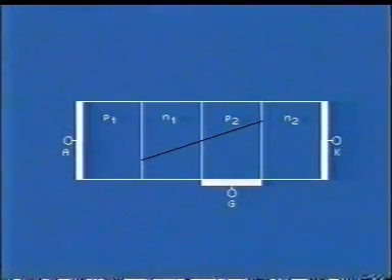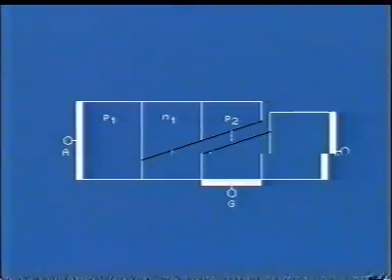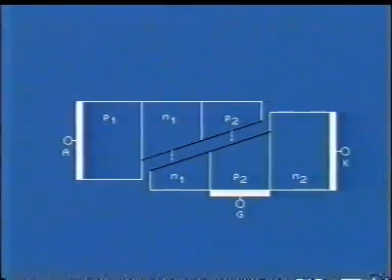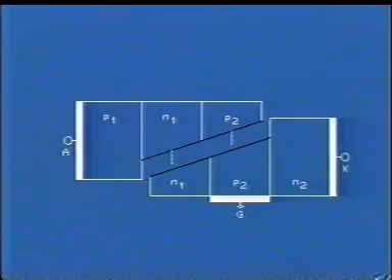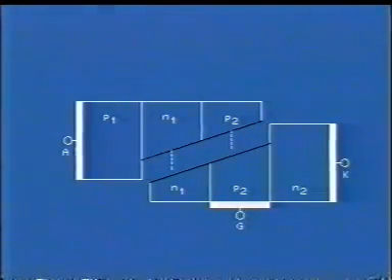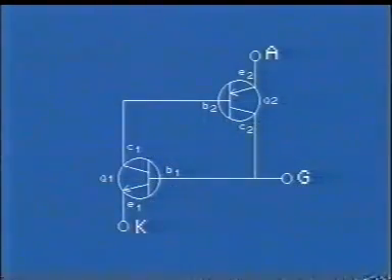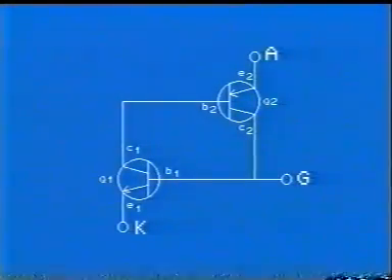This behavior of the SCR can also be explained with the help of the two-transistor analogy. The SCR can be thought of as made up of two transistors. One is NPN and the other is PNP. Thus, the anode becomes the emitter of Q2 and the cathode becomes the emitter of Q1, and the P2 region to which the gate is connected forms the collector of Q2 and the base of Q1.